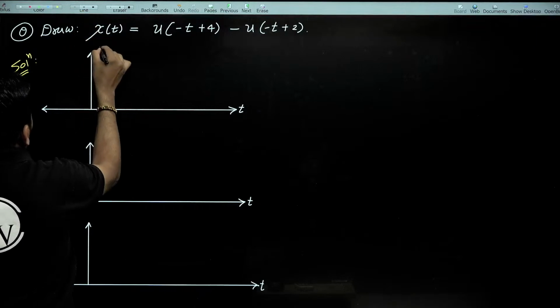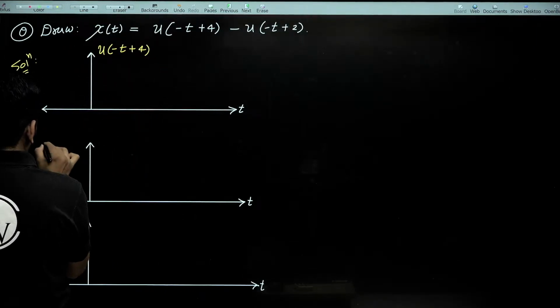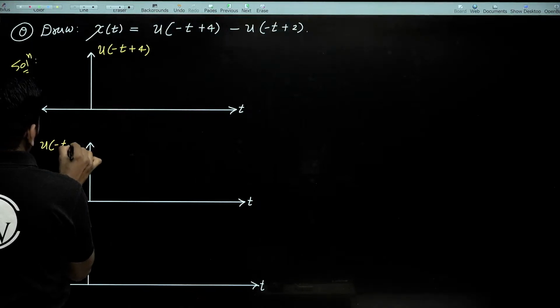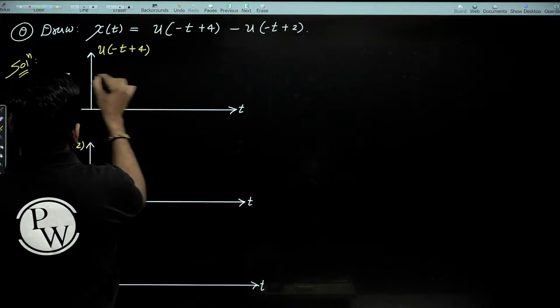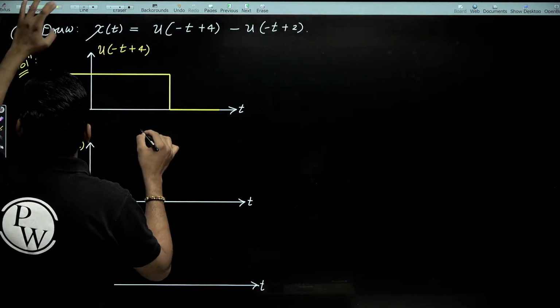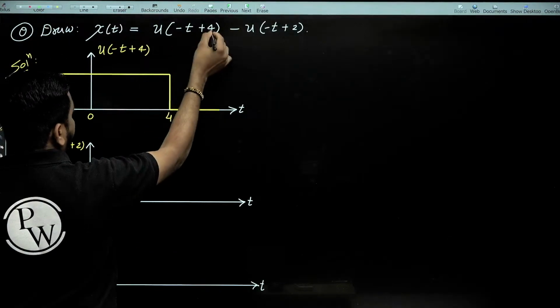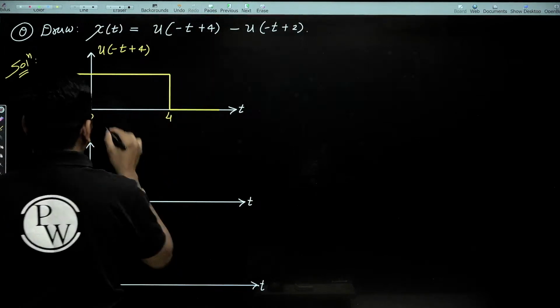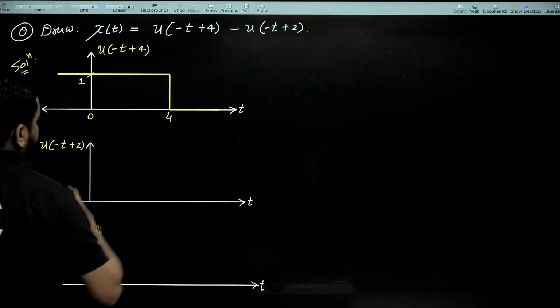So here q of minus t plus 4, this is q of minus t plus 2. Okay. So this starts from plus 4, going towards the left side. Minus means left side. It starts from the plus 4, same sign. Amplitude is 1, guys.